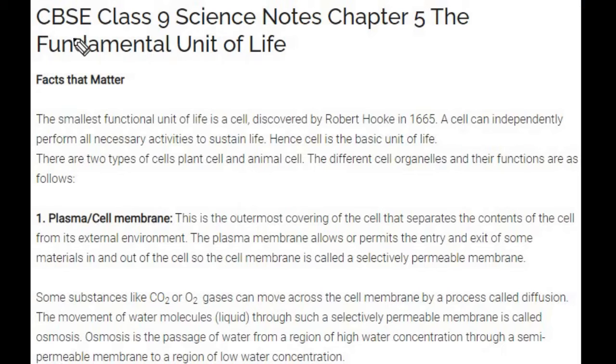So yeah, this is CBSE Class 9 Science Notes, Chapter 5, the Fundamental Unit of Life. And first, we'll start with the facts that matter.